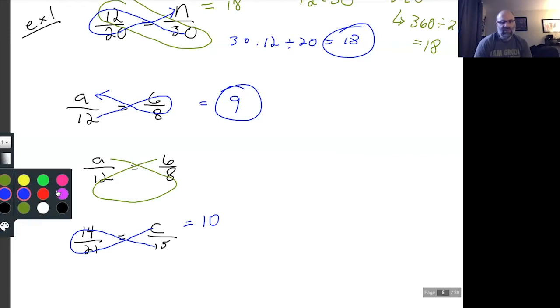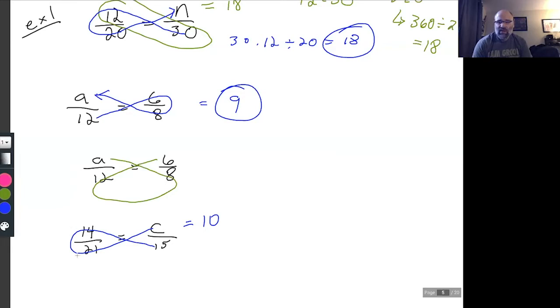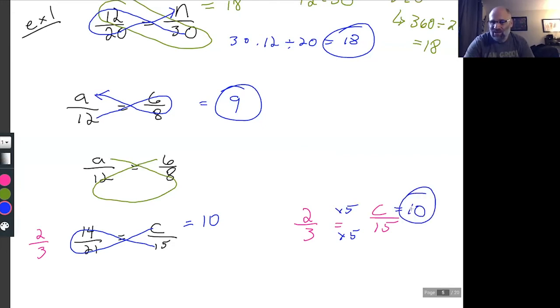And I'm going to show you that real quick here. If you look at 14/21, can you reduce 14/21? What goes into both 14 and 21? Kiara? 7. 14 and 21 divided by 7, you get 2/3. And then you got 2/3 equals C over 15, right? Well, now I can use the equivalent fraction method. 3 times 5 is 15. So 2 times 5 equals 10. So that's kind of cool.